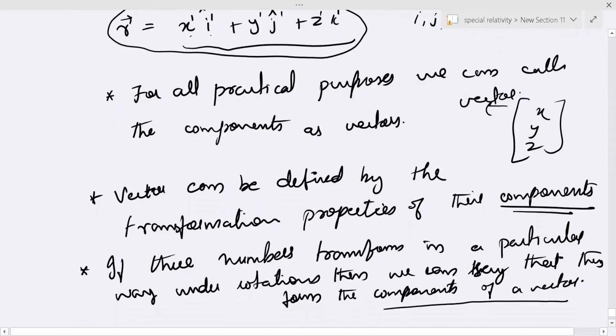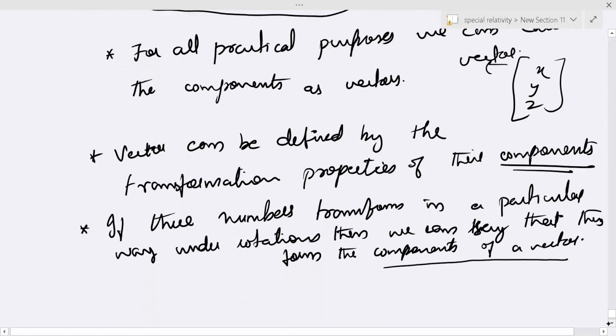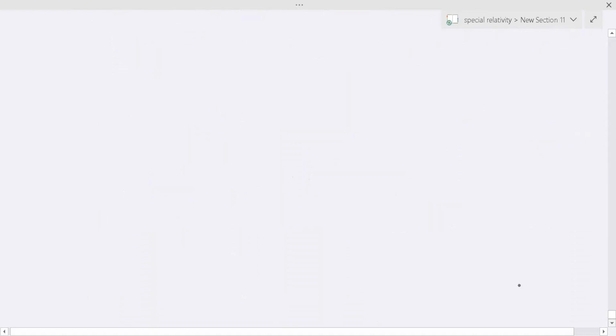So far I have been careful to make a distinction between components and the vector itself. But for all practical purposes, hereafter we'll call the components themselves vectors. We can do all mathematical manipulations without worrying about the basis vectors. If you have the components, you can do everything. But you have to remember that vectors are geometric quantities which are invariant. For practical purposes, we can always take these components and call them vectors. For all mathematical manipulations, it doesn't make any change.